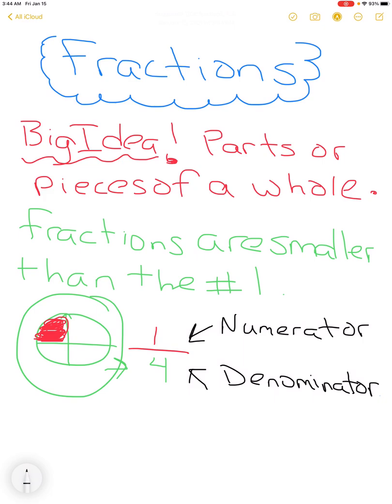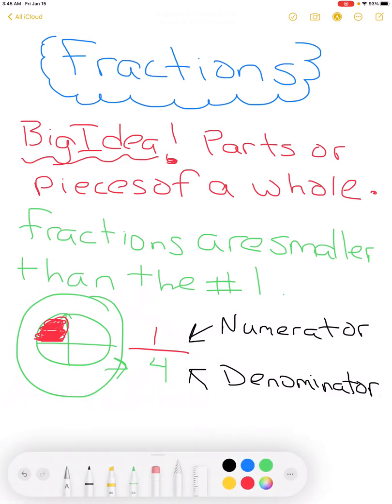Now, so far you've thought of fractions like this, like I've showed you here. Now we're in 5th grade and getting older. We want you to start conceptualizing fractions in a different way. Now, fractions can be considered division. Fractions can also be considered decimals, and we'll talk about it for a second.